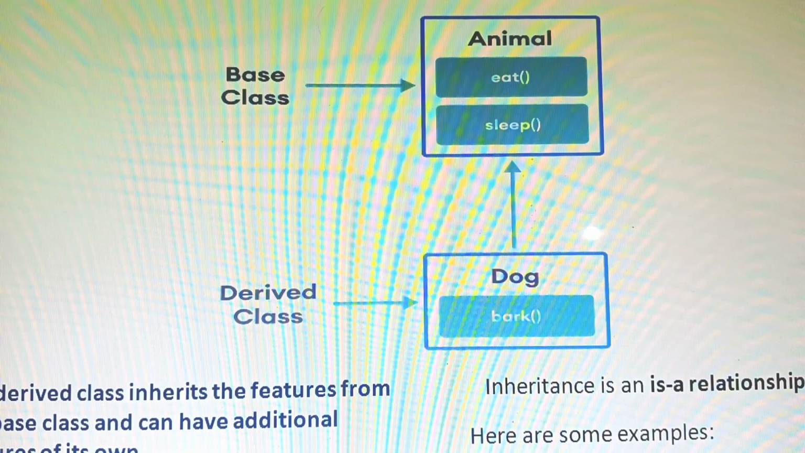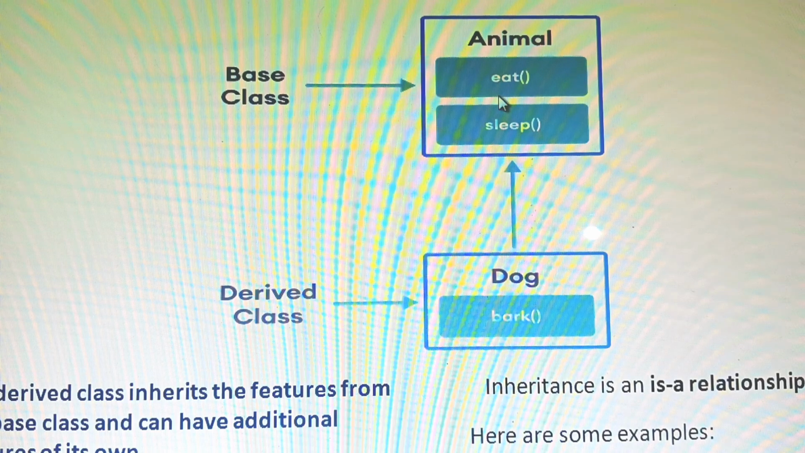See, this is the diagram of inheritance. The base class is animal, and animal has common features. The properties are eat and sleep, so all animals can eat and sleep. These are the common properties of animals.